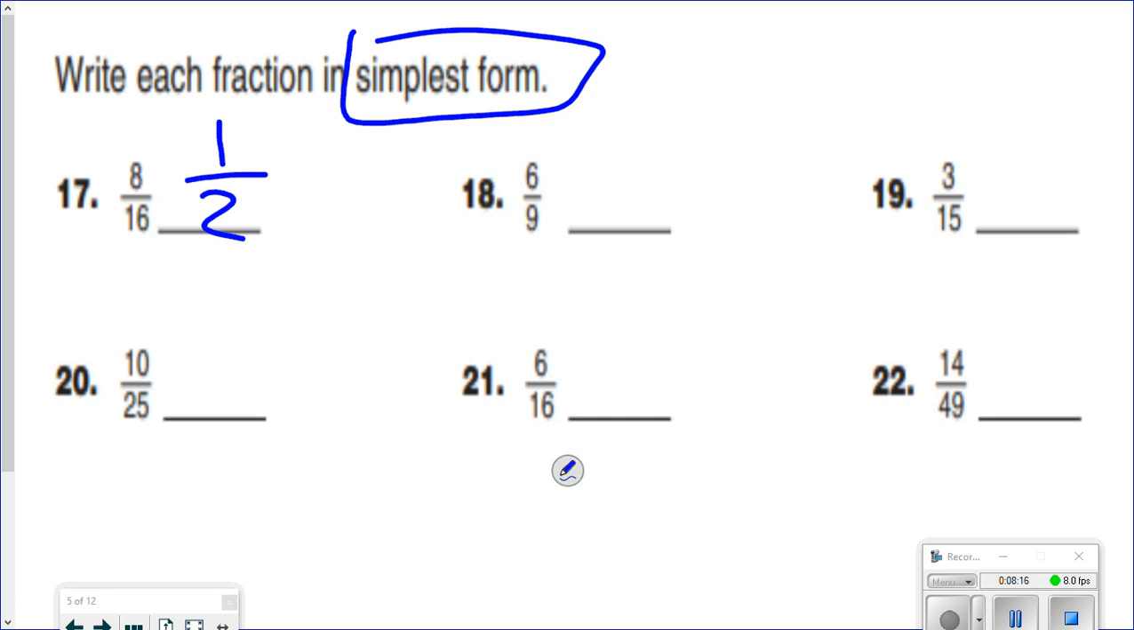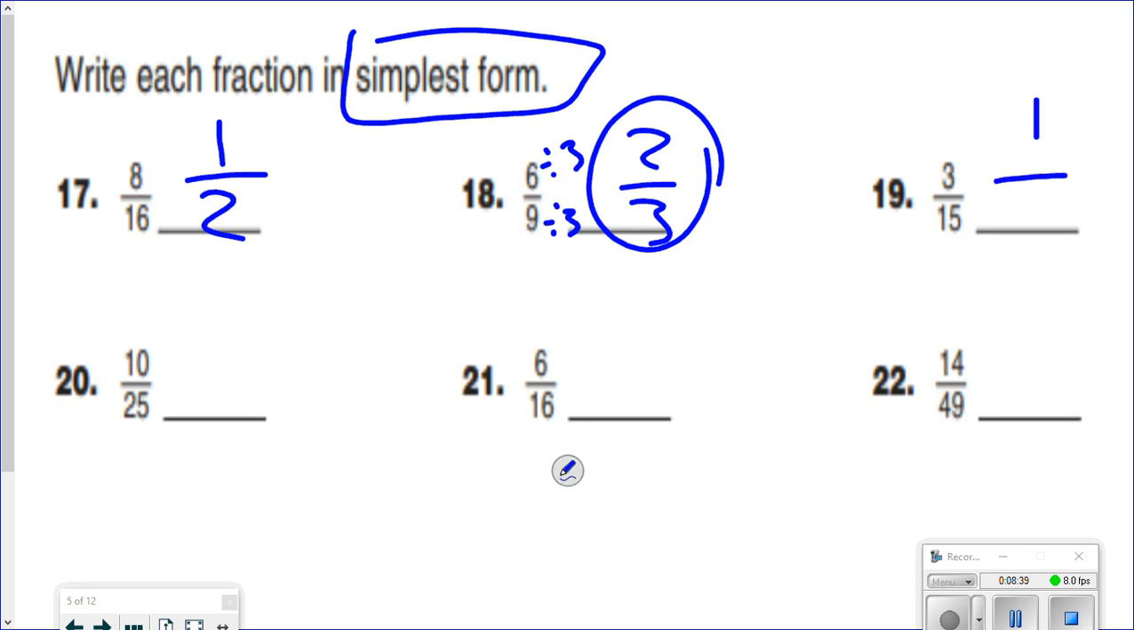6 over 9. What number goes into both? Well, one's even, one's odd. Let's divide them both by 3. 6 divided by 3 is 2. 9 divided by 3 is 3. Our answer is 2/3. Next, 3/15. Is that as small as it can go? I know I can divide 3 by 3. Can I divide 15 by 3? I sure can. 3 divided by 3 is 1. 15 divided by 3 is 5.